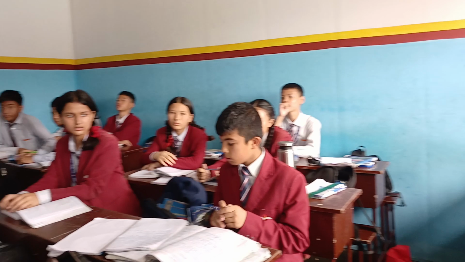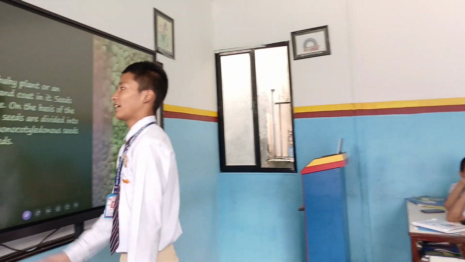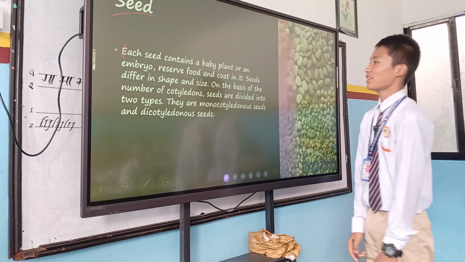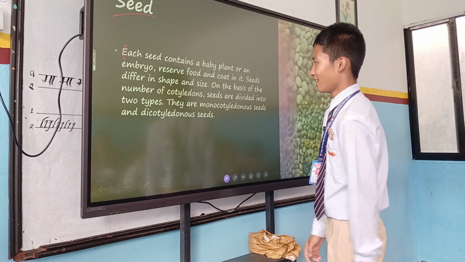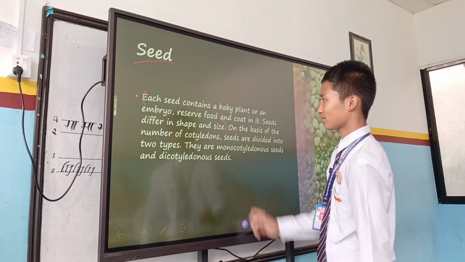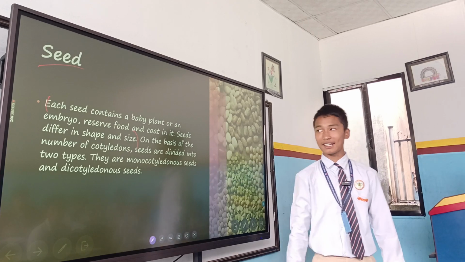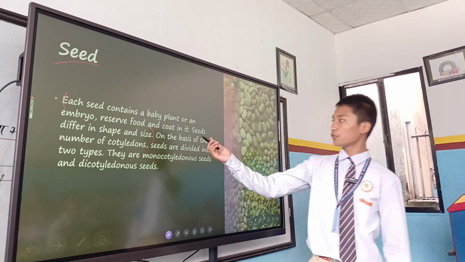Potato. Now we're going to read about seeds. Each seed contains a baby plant or an embryo, preserved food, and a coat. Seeds differ in shape and size.